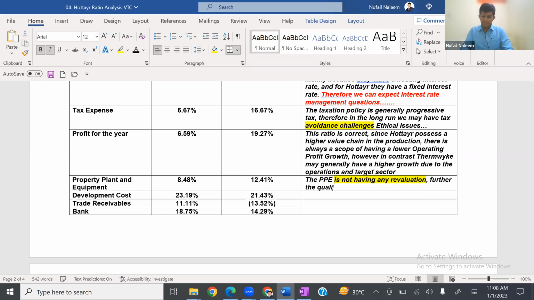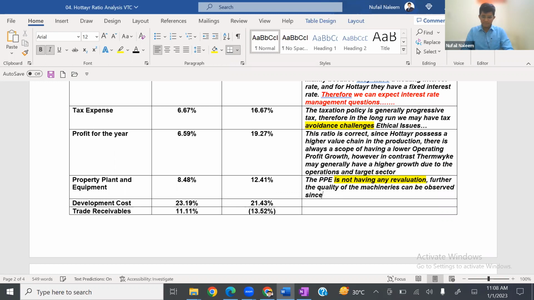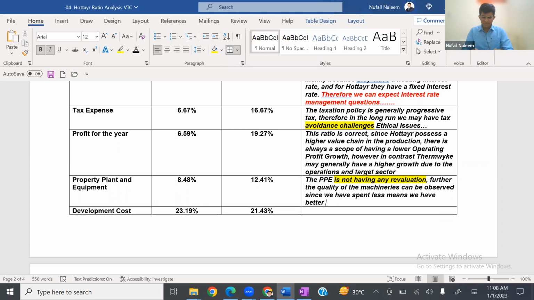The quality of the product, or I can say the quality of the machineries, can be observed, since we have spent less, meaning we have better equipments. Example, Anushka, when you buy Chinese products, what happens? Later you need to spend more. Agree, more, no? Yes, yes, sir. So that is the point of view.